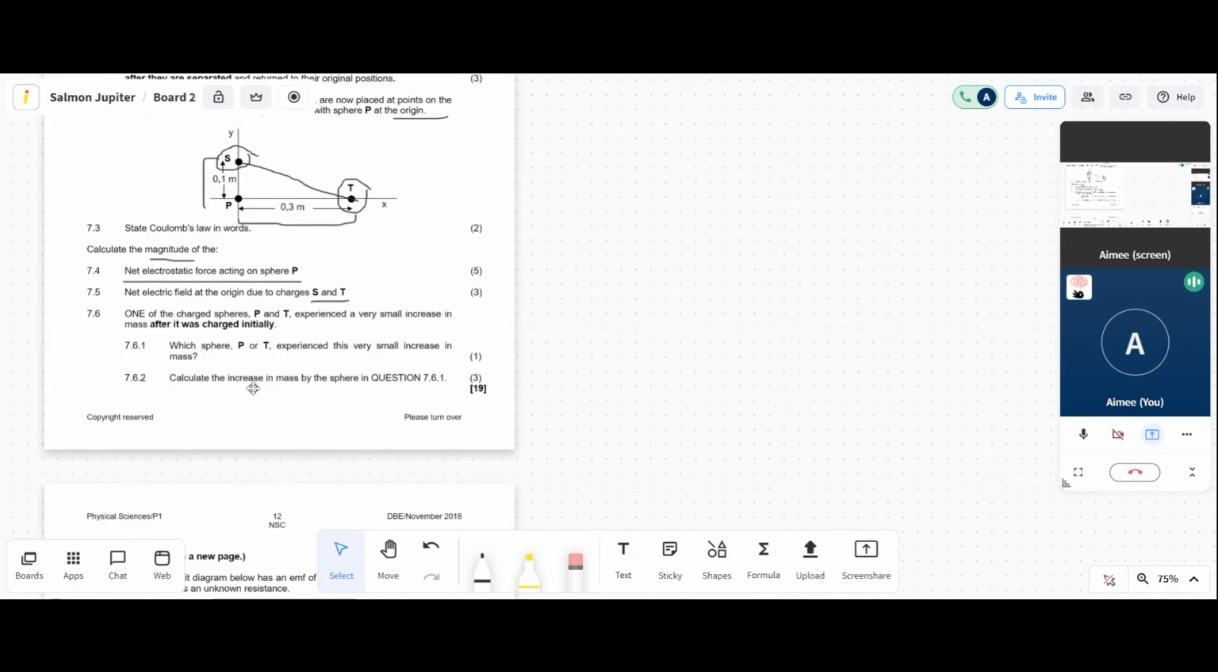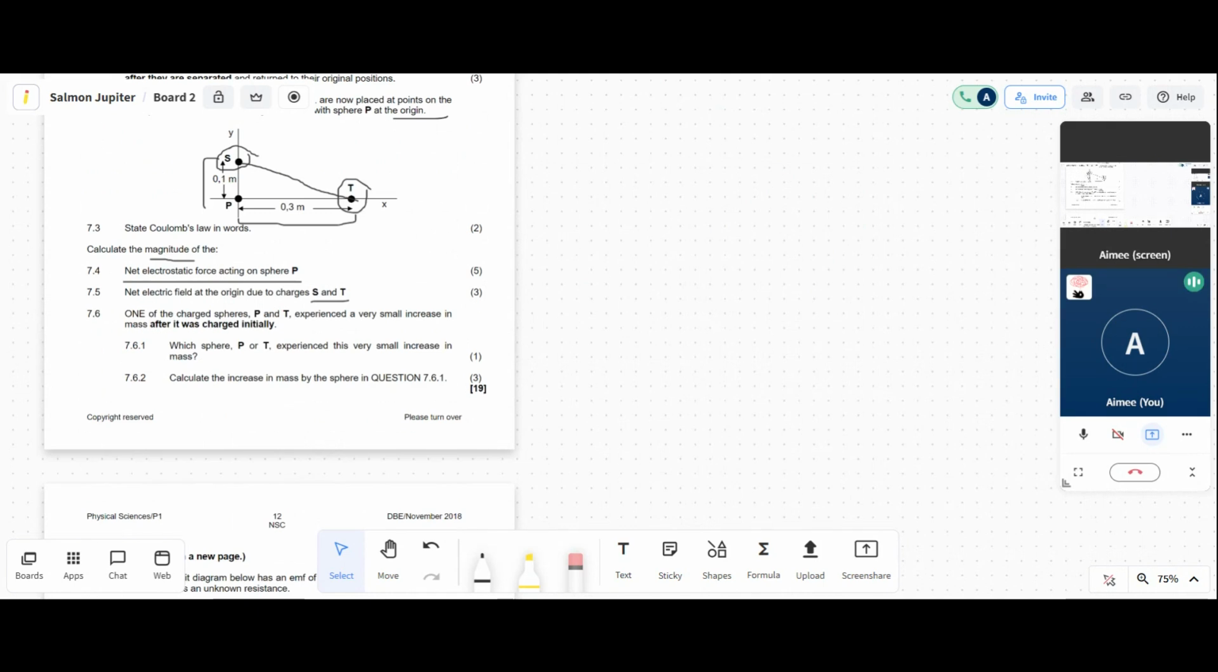But you'll see that the question says which sphere, P or T, experienced this very small increase in mass. You can say P or T. The answer of P or T is correct. I'm going to stick with P because P is more negatively charged. And so my assumption is that there's going to be a more evident change in or increase in mass with P, because I've added more electrons to P than I have to T. And remember, the mass of an electron and a proton are identical.